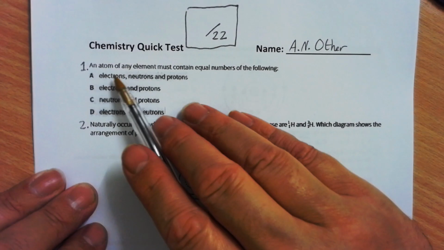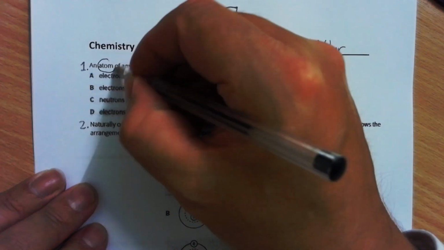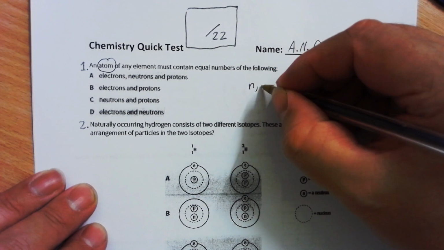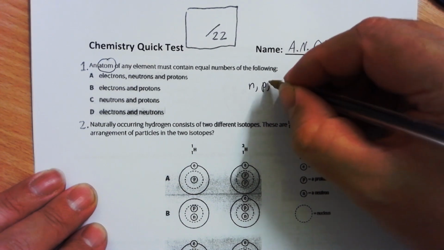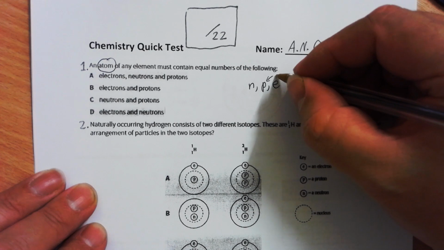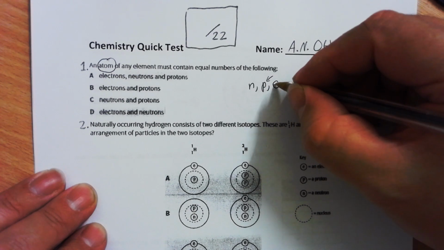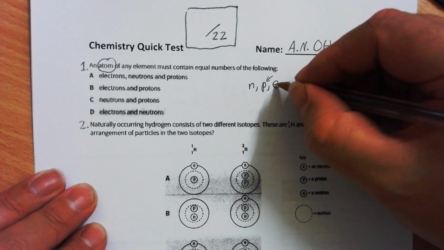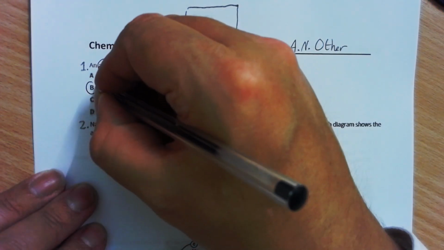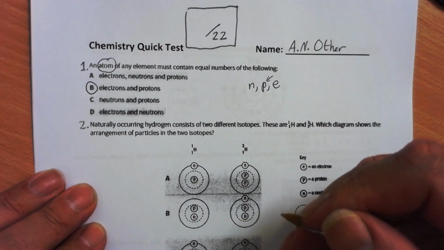So the first question says an atom of any element must contain equal numbers of the following. Now if it's an atom, it means it's not an ion. So if we think about it, an atom is made of neutrons, protons and electrons. The proton number, or the atomic number, tells you which element you have and is positive. The electron is negative. To be an atom, it has to be neutral. So you have to balance the number of positive charges with the number of negative charges. So the answer is that you must have equal numbers of electrons and protons. If not, the atom would be charged, and it wouldn't be an atom, it would be an ion.